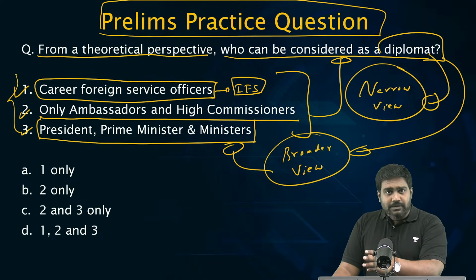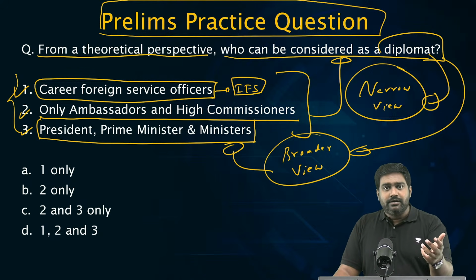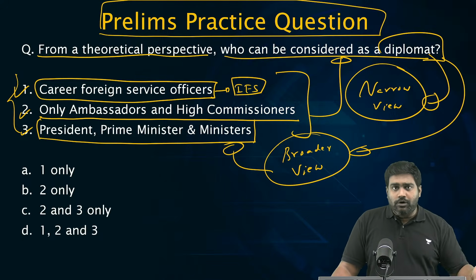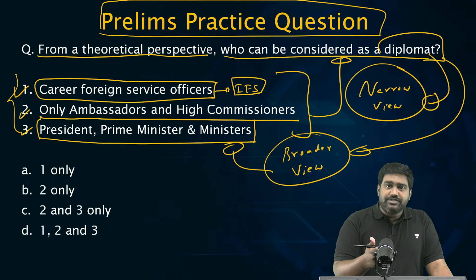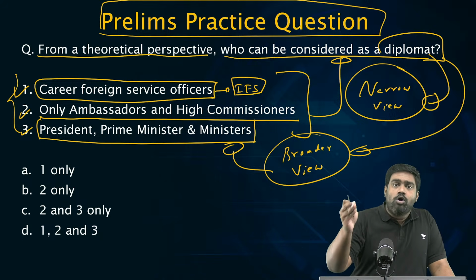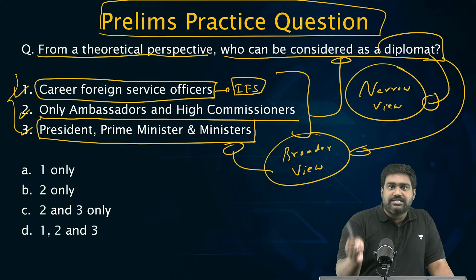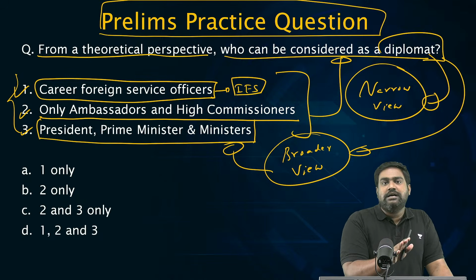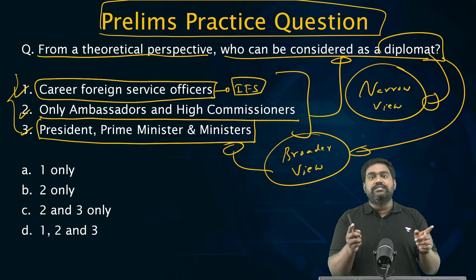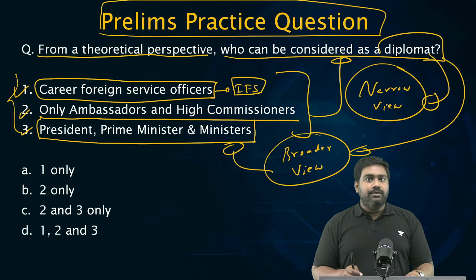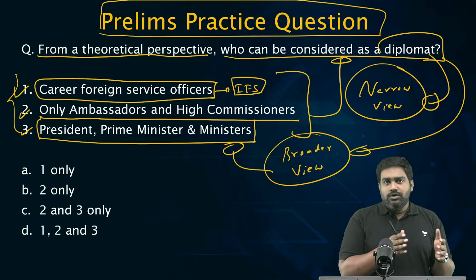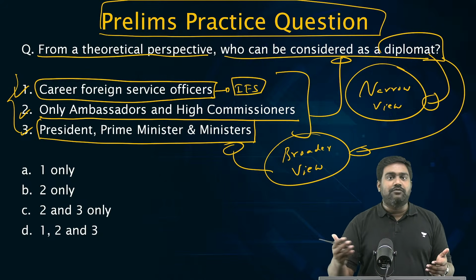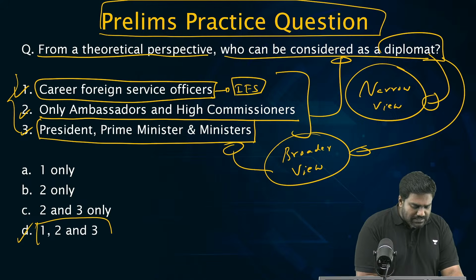If, let's say, a cabinet minister or the president of the country, vice president, sometimes they lead delegations to other countries to hold foreign visits, to sign agreements. They are the official envoys, the official representatives of the state. So they have legitimacy. So they can also be considered as diplomats in a broader sense. Now, the question is not telling you whether you should answer from a narrow perspective or from a broader perspective. So you should always prefer the broader perspective. B would be the right answer.